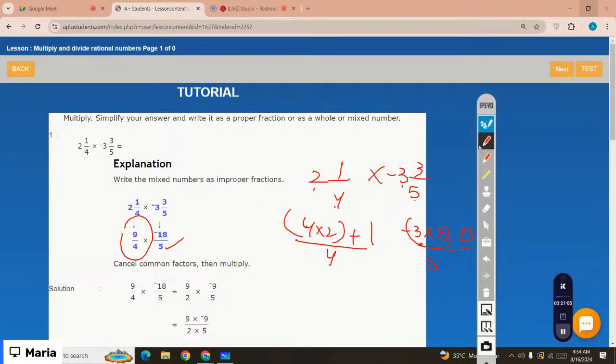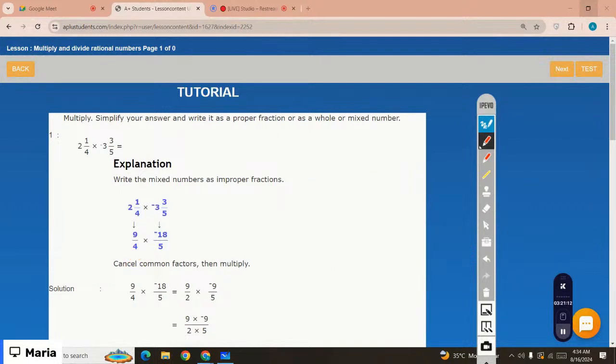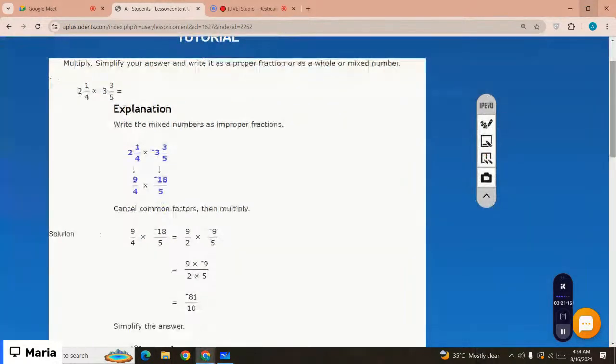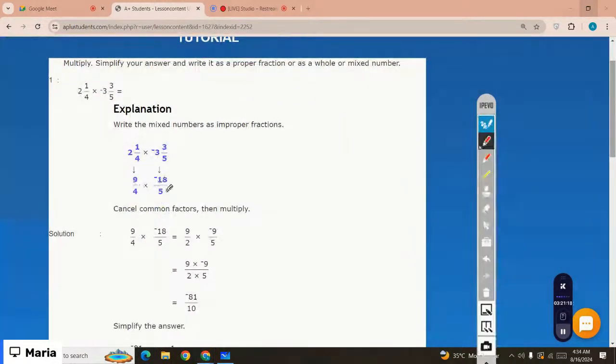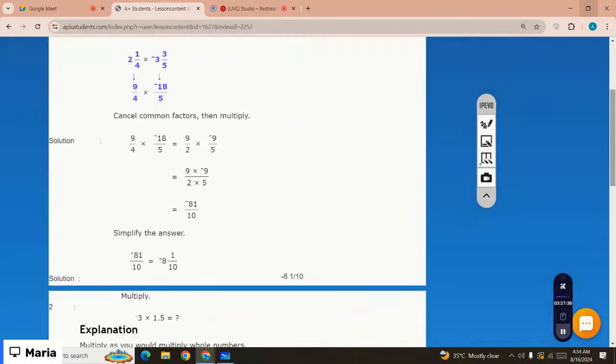The correct option is negative 18 by 5, right? You have to multiply them. So you have to look for the numbers that can be evenly divided. So 9 over 4 and negative 18 over 5. You can divide them by 2. 2 times 9 is 18 and 2 times 2 is 4, right? So now you have to do negative 9 times 9, that is negative 81 over 10. You can simplify, divide it by the 10, so that would be negative 8 whole 1 over 10.